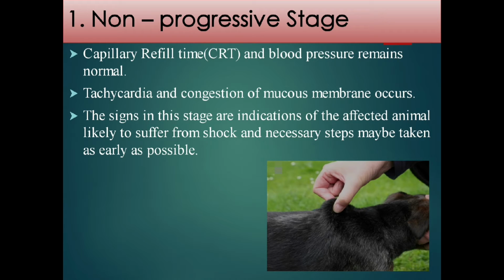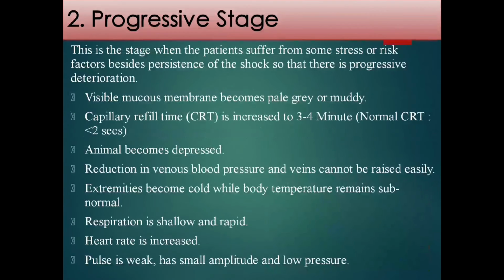Tachycardia and congestion are common signs of the non-progressive stage, and the signs in this stage are indications that the affected animal is likely to suffer from shock, and necessary steps are to be taken as early as possible. Coming on to the progressive stage, this is the stage when the patient suffers from some stress or risk factors besides the persistence of the shock, so that there is a progressive deterioration of the condition of the animal.